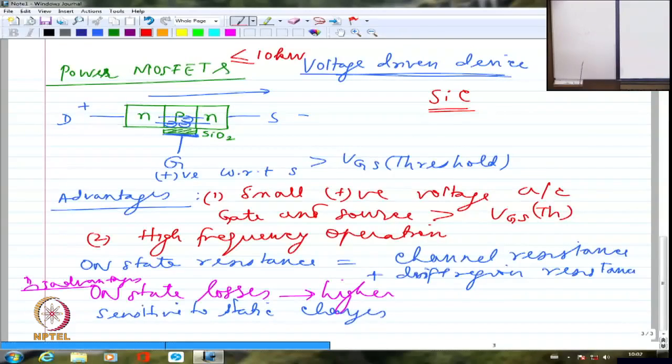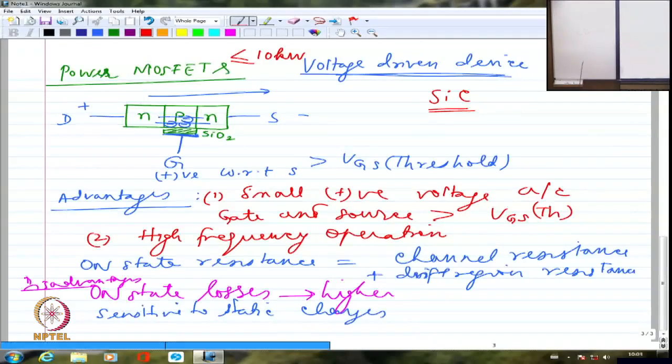Silicon carbide material is being used in place of silicon for making MOSFETs. Silicon carbide MOSFETs are becoming popular because they have losses of almost 1/10 or 1/15 of what silicon MOSFETs have. But still, silicon carbide MOSFETs have been designed only up to a 10 kilowatt rating, nothing more than that. Hopefully it will become higher and higher, because a lot of research is going on into silicon carbide devices.